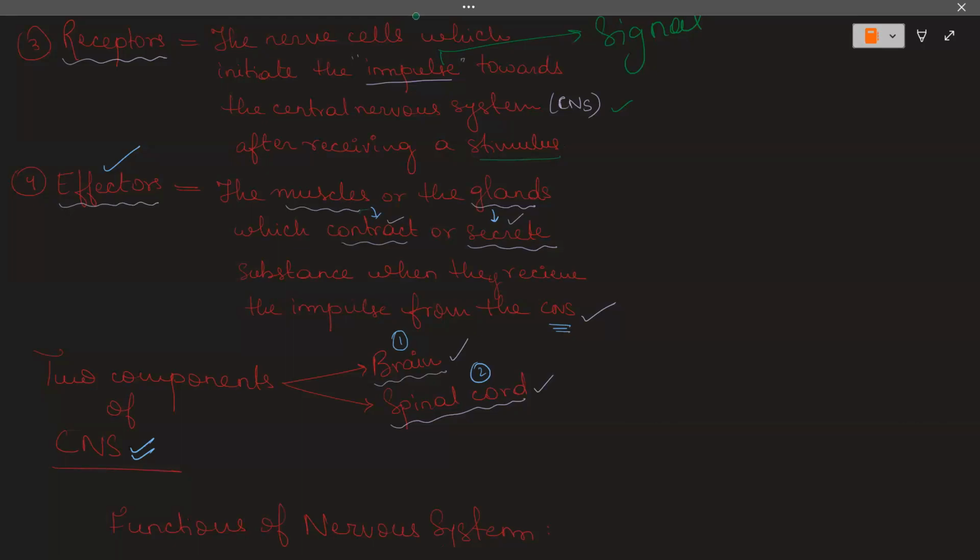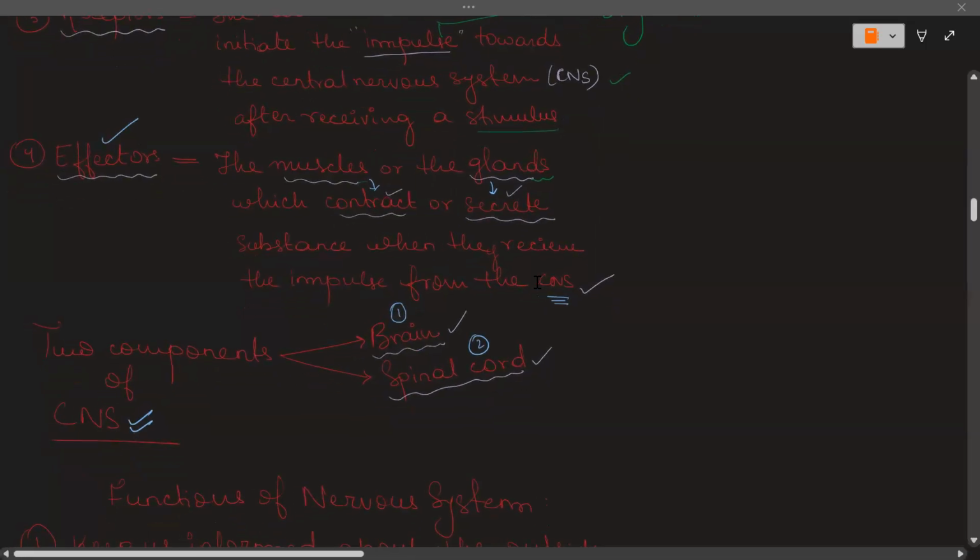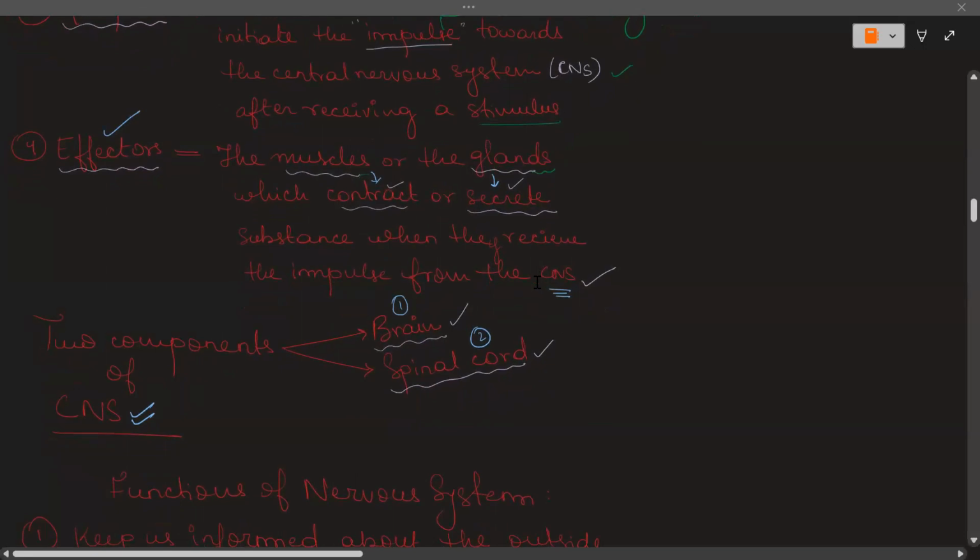Now the effector can also be certain glands. The glands secrete their secretions. So muscles or glands can be effectors. Glands are structures inside our body that secrete enzymes or hormones. So either the body can secrete enzymes and hormones, or the body can move with the help of muscles. So the muscle over here and the gland over here become the effector.